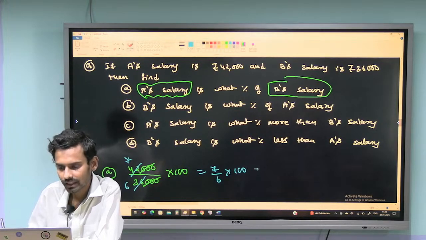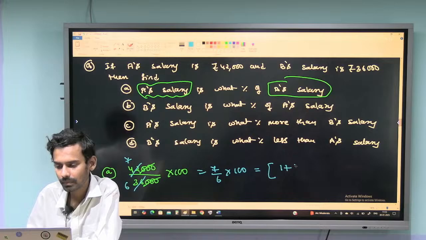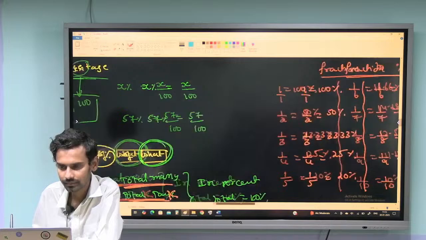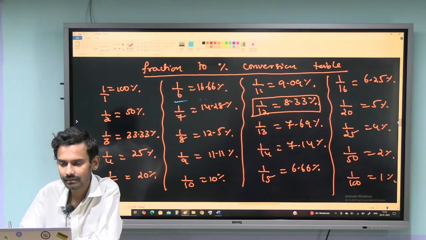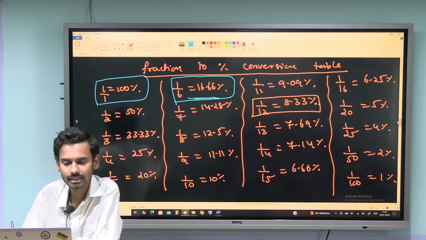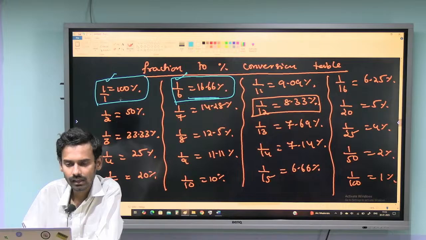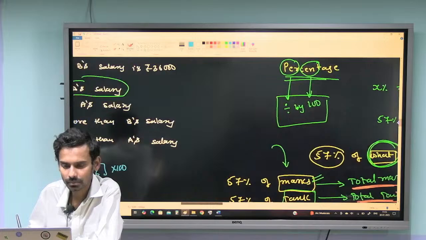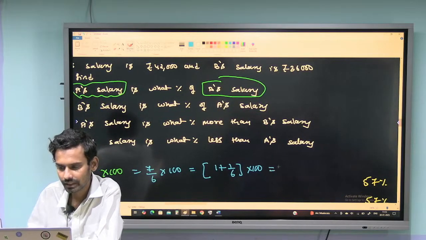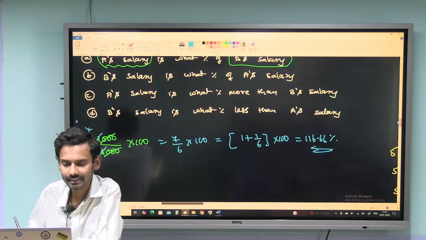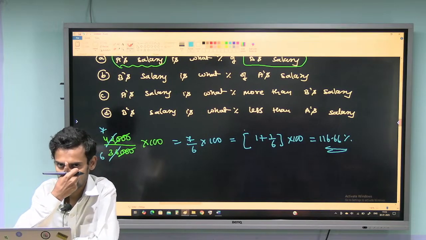7 by 6 into 100, you can just split this as 1 plus 1 by 6 into 100. Now if I get back to the percentage table, what is 1 by 6 here? 1 is 100%, 1 by 6 is 16.66%. So 1 plus 1 by 6 will be 100% plus 16.66%, which is nothing but 116.66%. So here the answer will be 116.66%, which means A's salary is 116.66% of B's salary.